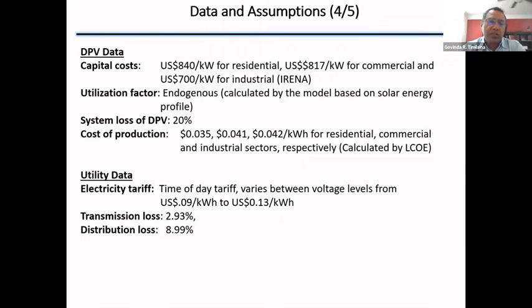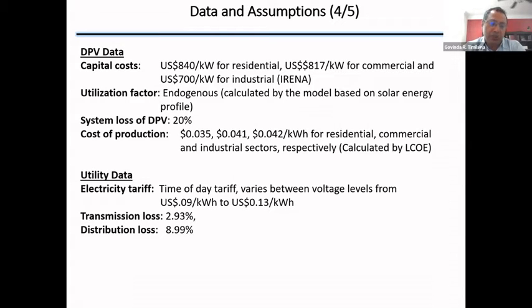The model also calculates the levelized cost of solar, which is 3.5 cents, 4.1 cents, and 4.2 cents for the residential, commercial, and industrial consumers. On the other side, the current electricity tariff, because there is a time of day tariff in Bangladesh, varies across the season and across the type of consumers by voltage level. But the range is 9 cents to 13 cents. You can see the difference here between the cost of production from the DPV and the electricity tariff.